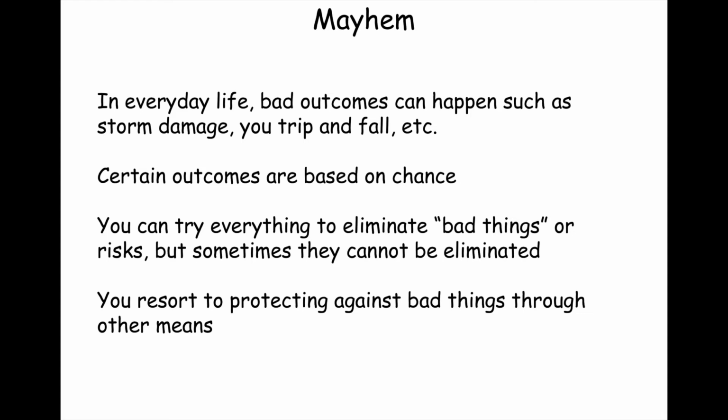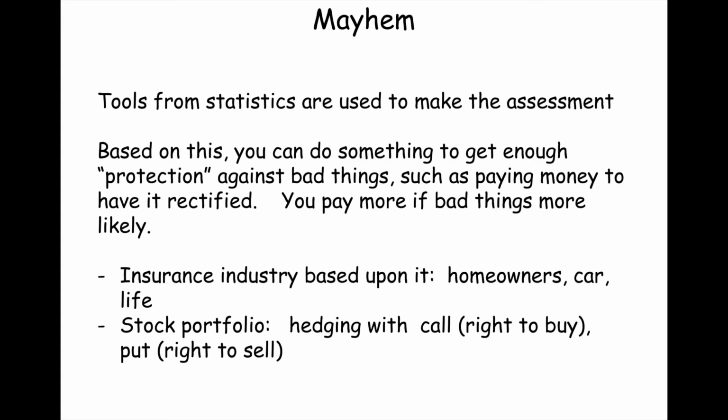And so you resort to protecting against these bad things, or the result of these bad things happening, the financial risk, through other means, and that's what insurance is purposed with. And so what typically happens, there are tools from statistics you can use to make the assessment of this risk. And then based on this, you can do something about it to protect against these bad things, such as paying money in order to get this rectified, right?